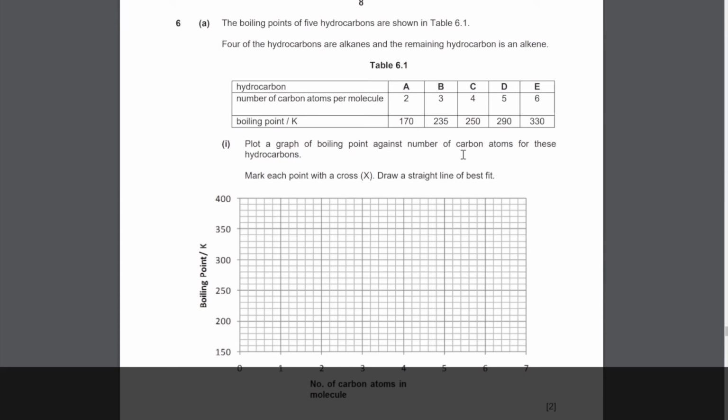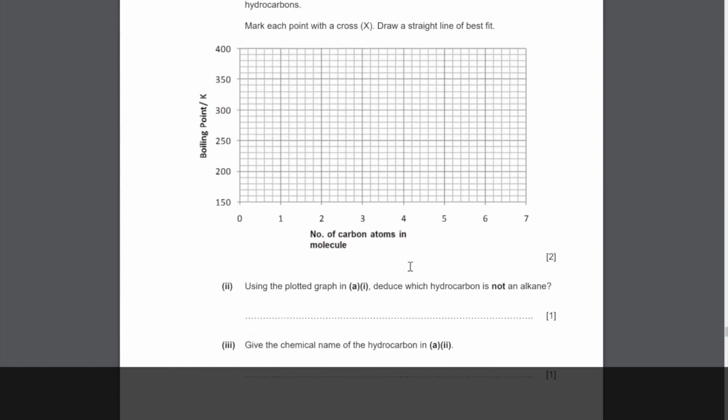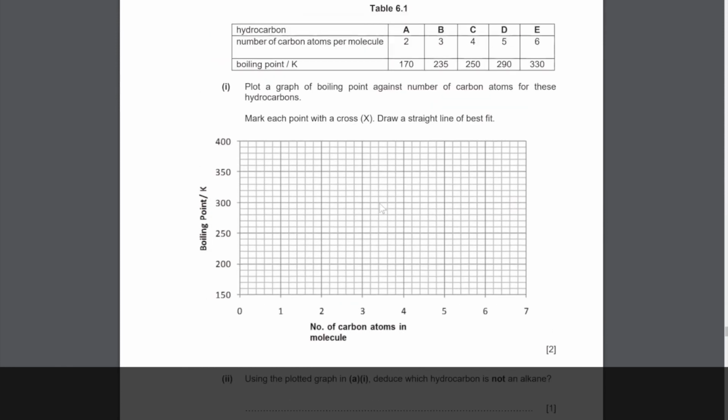What happens is the graph will show that 1 point is the odd one out. There will be 1 point that cannot follow the rest of them in the same line. That point will be the odd one out, which is the alkene. That's how you find part 2. Based on the answer key, hydrocarbon B is not an alkane.